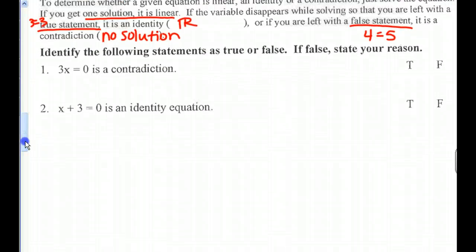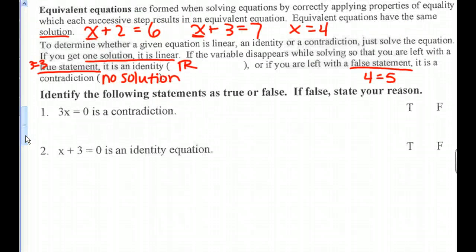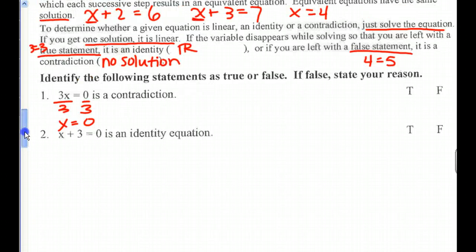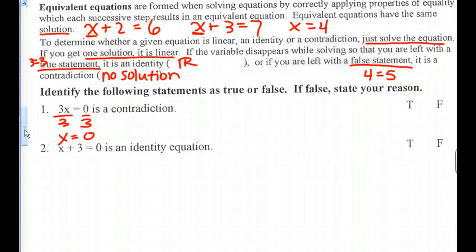So you're going to identify the following statements as true or false. If false, state your reason. So number 1, remember, in order to identify, we just solve the equation. Solve the equation, then we're going to classify it. So we divide both sides by 3 here. We get x equals 0. Is that a contradiction? Well, no, because a contradiction would end up in a false statement. So no, because that's a true statement, x could equal 0.